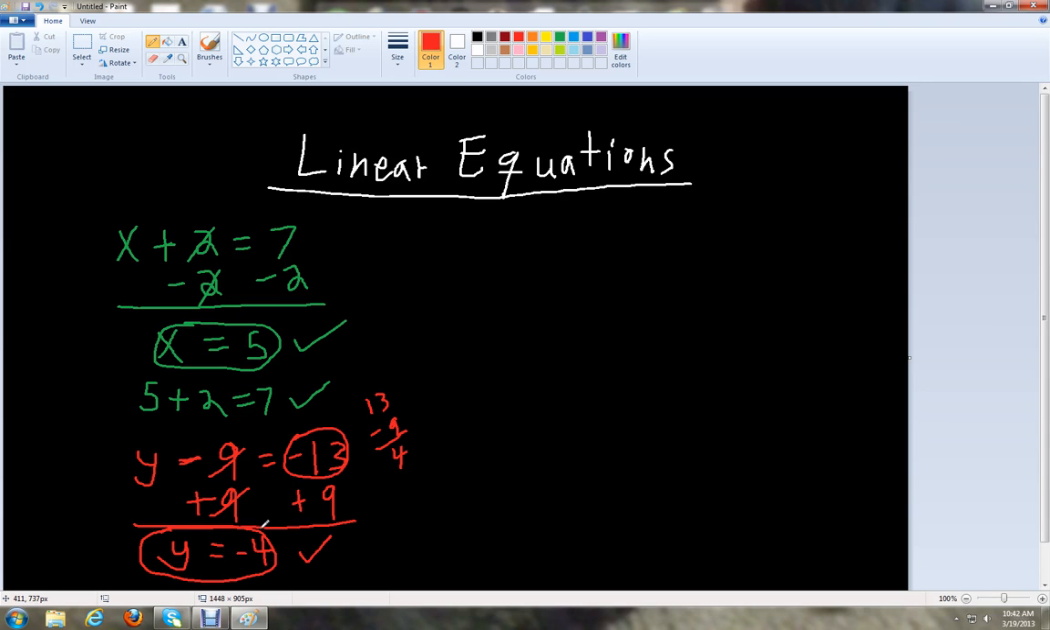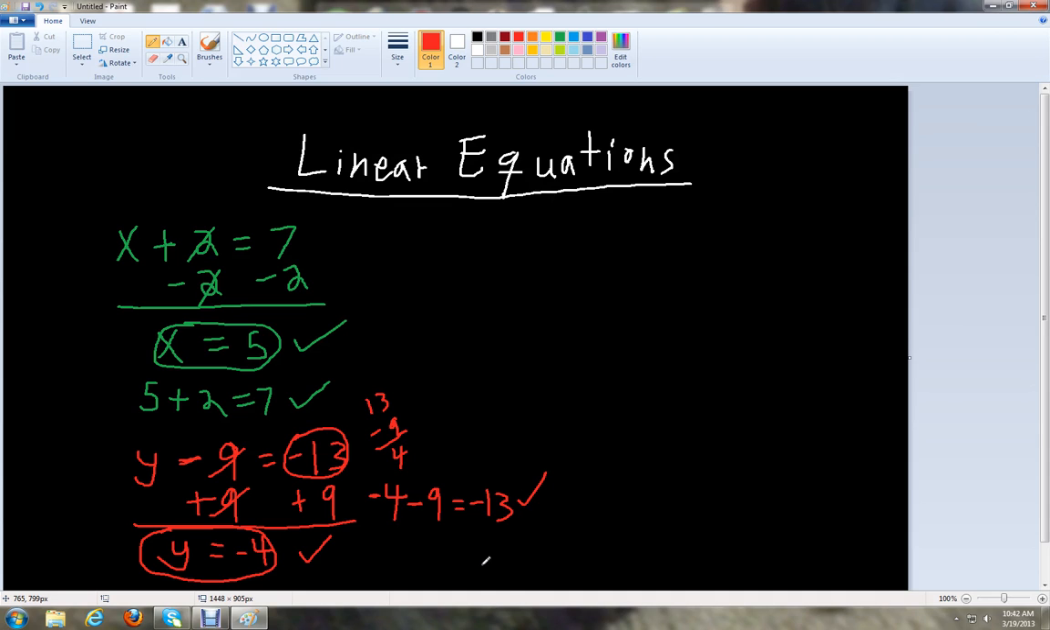So you can go back and check. We have negative 4 minus 9. Is that equal to negative 13? Absolutely, because when you have two numbers with the same signs, they're both negative, you add them together, and we know that 4 plus 9 is 13, and then you take the sign of that number, so you get negative 13.